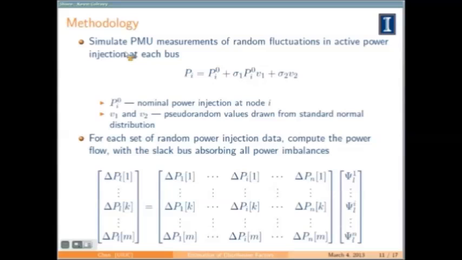Yeah, I don't know. It kind of rides on the fact that it should be full column rank.